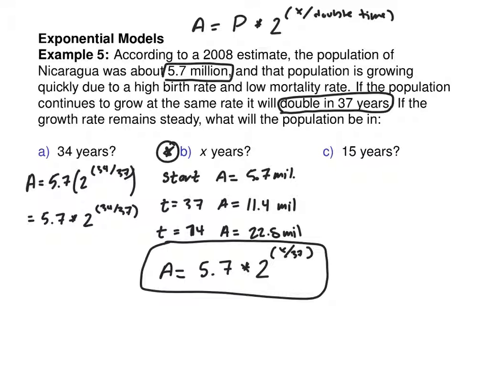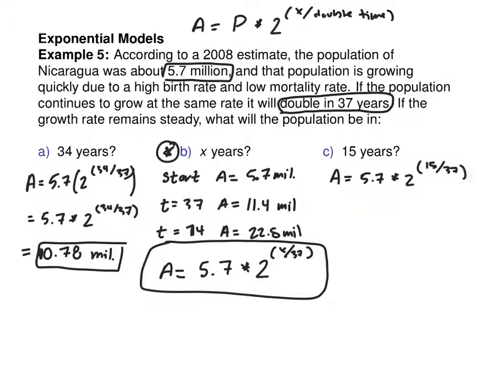You should get, and it should be awfully close to having doubled because 34 is awfully close to 37, right? So I got 10.78 when I rounded. And it is in millions, so 10.78 million. How about 15 years? 5.7 times 2 to the power of 15 over 37, and I got 7.55. Good? Okay.